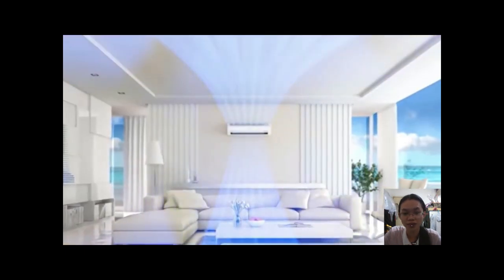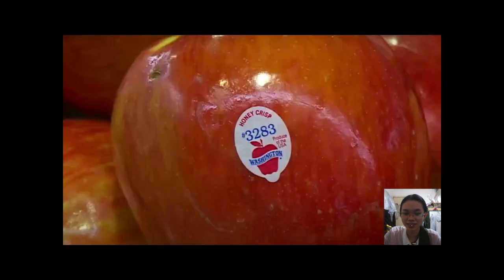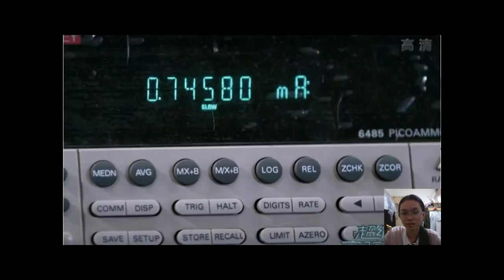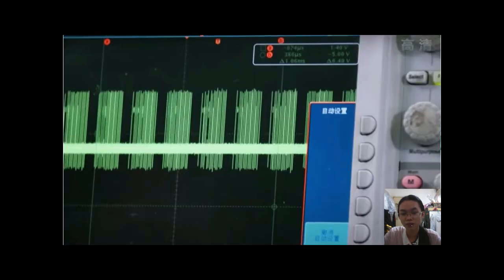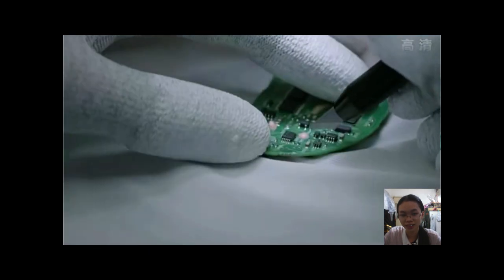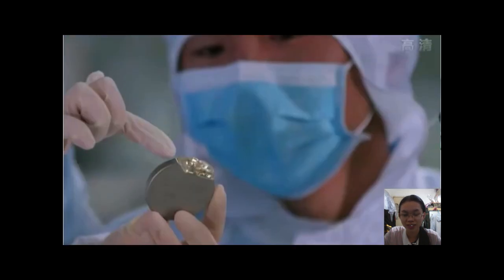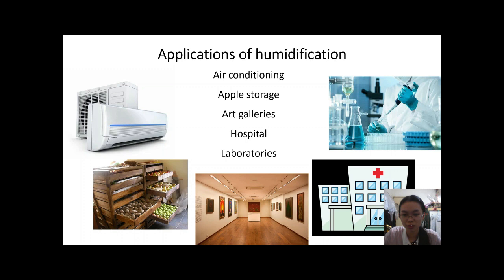Humidification has also been used for air conditioning, apple storage, art galleries, hospital, and laboratories to keep the condition of air in the best state and to protect the object or environment in that particular space. So this is how humans apply humidification in their daily life.